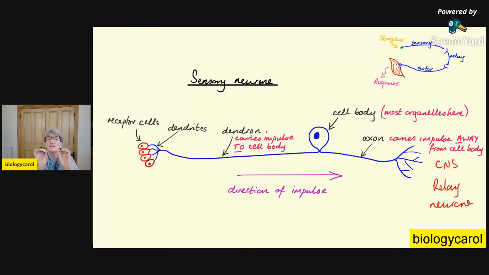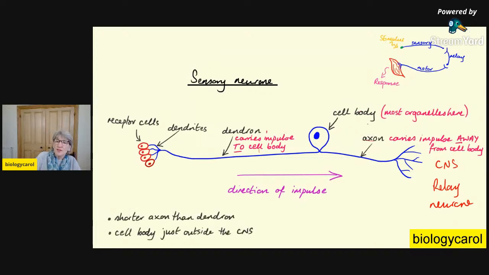The thing I want to point out is the dendrons and the axons. They are continuous with that cell body, and you've got to imagine them accurately. Those two, the dendron and the axon, are cylinders of cytoplasm surrounded by cell surface membrane that then feed into the cell body, which of course is full of cytoplasm too, and all those organelles. But I just want to point out that that's what the axon and the dendron are like.